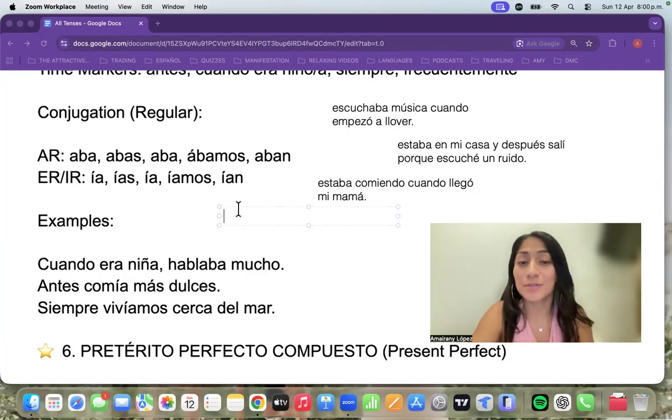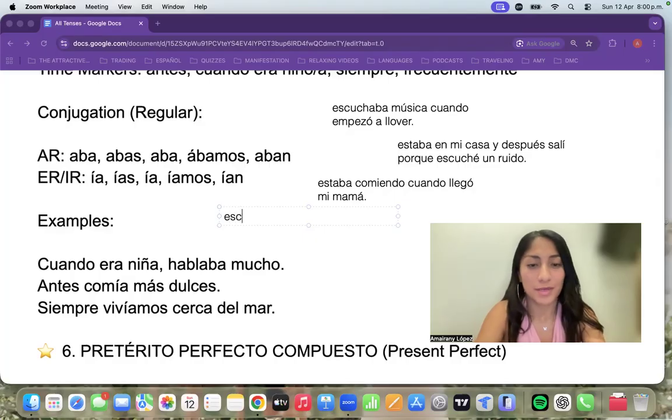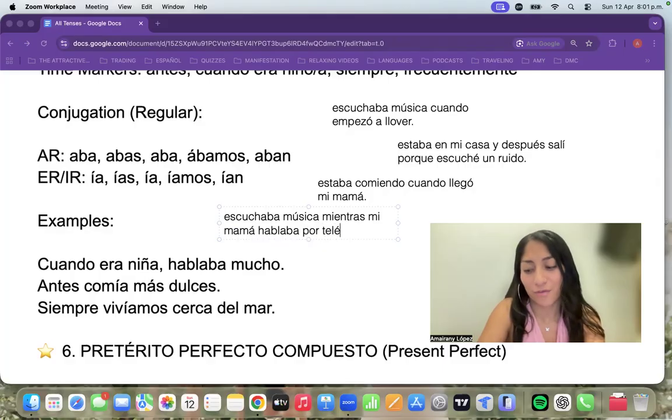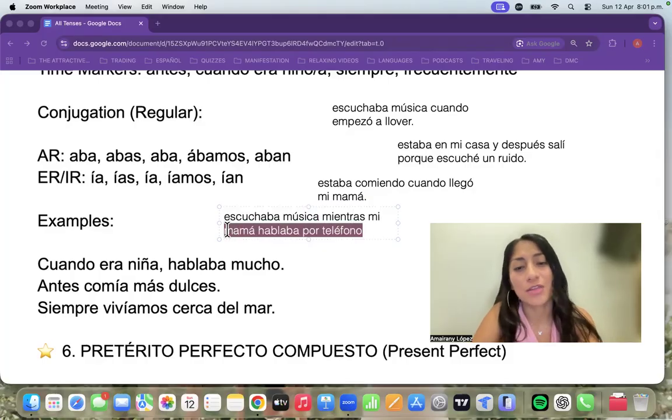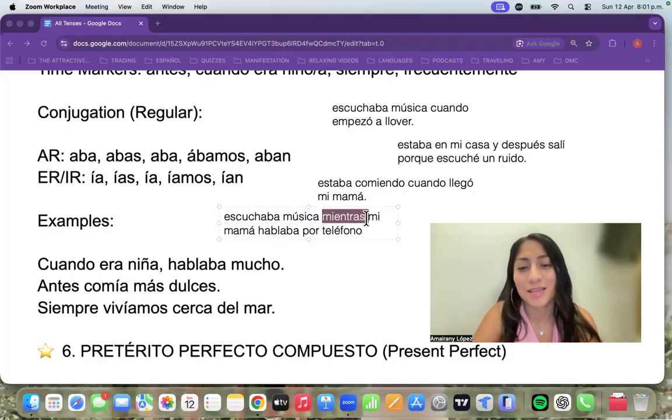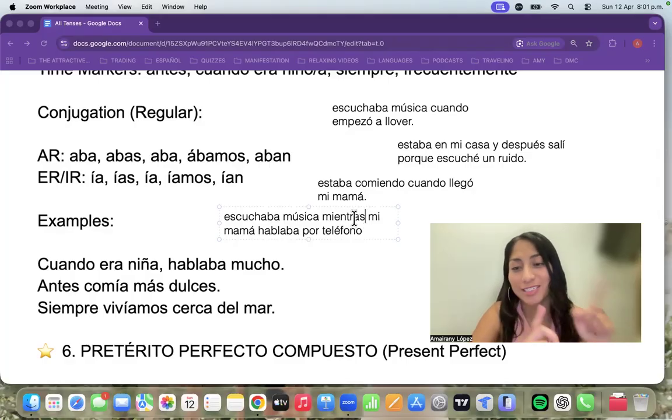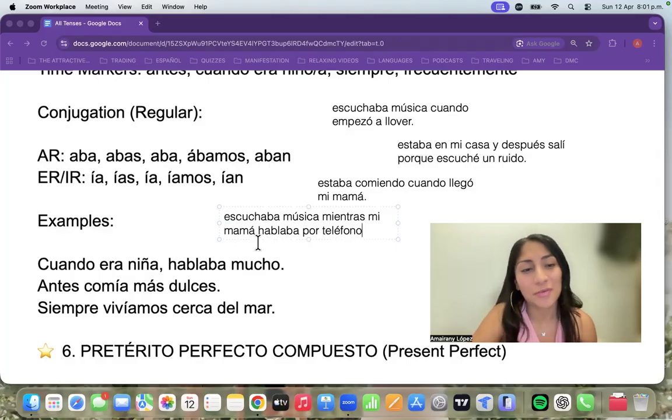One last use that I can think of for the imperfecto is two things happening simultaneously. So, escuchaba música mientras mi mamá hablaba por teléfono. So I was listening to music while my mom was speaking on the phone. So this mientras means while. So two things happening simultaneously. That's how that works, okay? So that's another use that I can think of for the imperfecto.